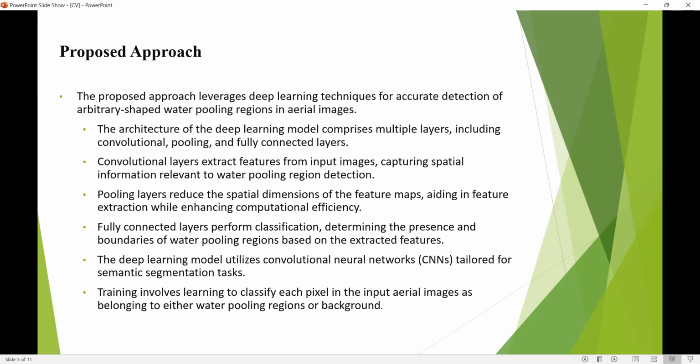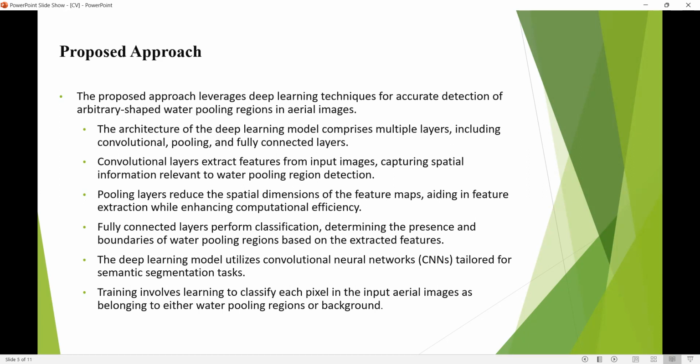The pooling layers reduce the spatial dimensions of the feature maps, aiding in feature extraction while enhancing computational efficiency. So in the pooling layer, we extract the features which are useful to identify the water pooling regions, and we remove the features which are not useful to identify them. This is an important layer to achieve computational efficiency without consuming more storage.